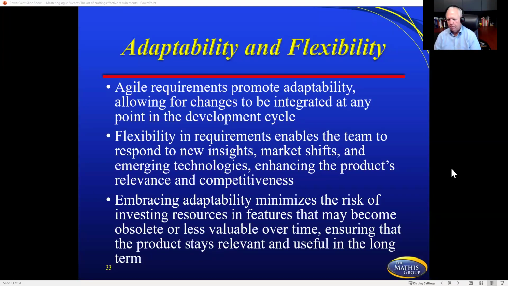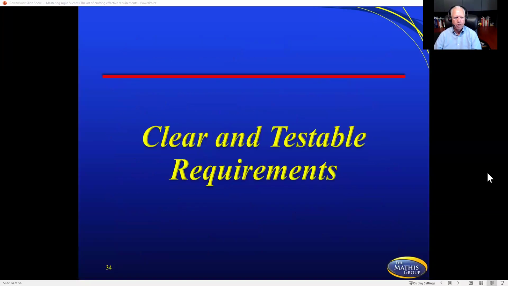We've already seen hospitals adding artificial intelligence as a tool to reinforce something they're trying to do and to give feedback to the customer, which is the patient. Embracing adaptability reduces the risk because we're constantly talking and the customer is constantly involved. So we have a much higher possibility of hitting the right requirements and making sure the customer is getting the right value they desire. All right, so clear and testable requirements.